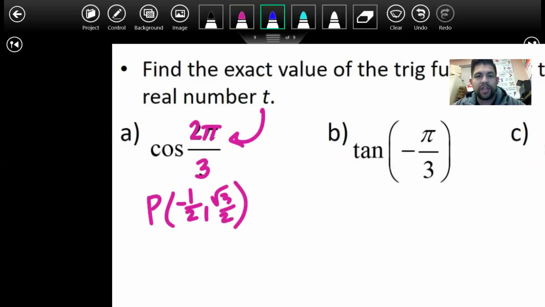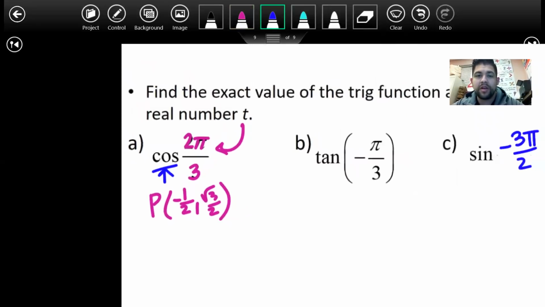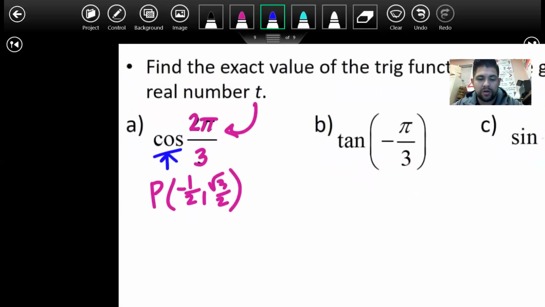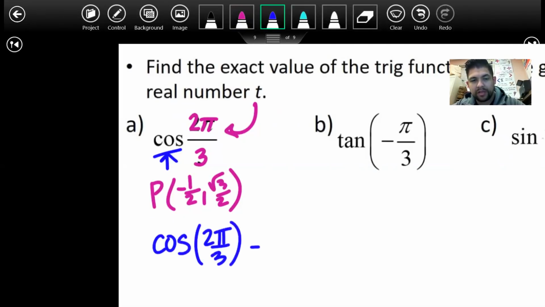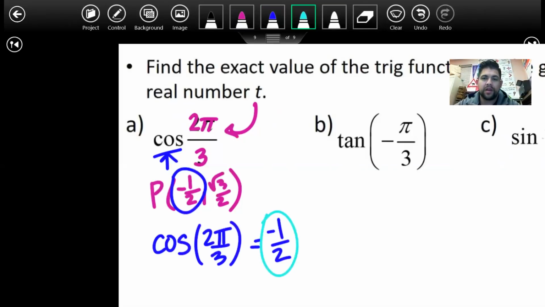We're asking for the cosine of that terminal point, that terminal real number, that given number t. So in this case, we're looking at cosine of 2 pi over 3, which is simply going to be the x number here, so negative 1/2. So this is going to be our solution for this. That's all you're really doing. You're identifying where it is on the unit circle.